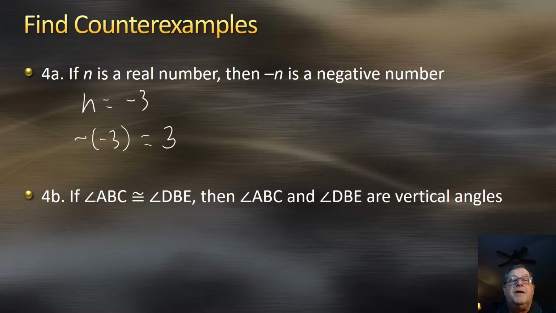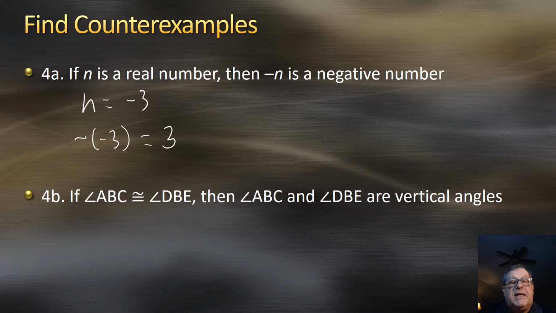So here we have given a counterexample to this conclusion. If n is a real number, then negative n is a negative number. Because negative 3 is a real number, but the negative of negative 3 is actually positive 3. Therefore, we have given a counterexample.